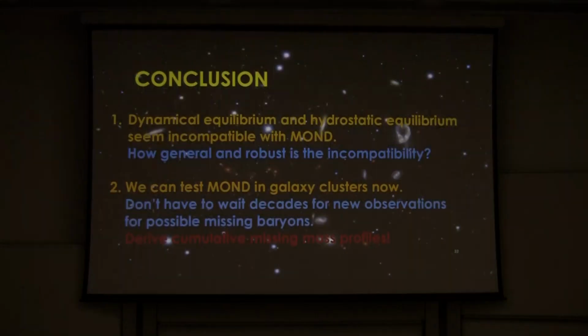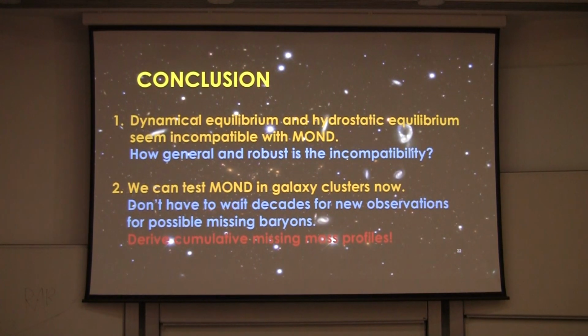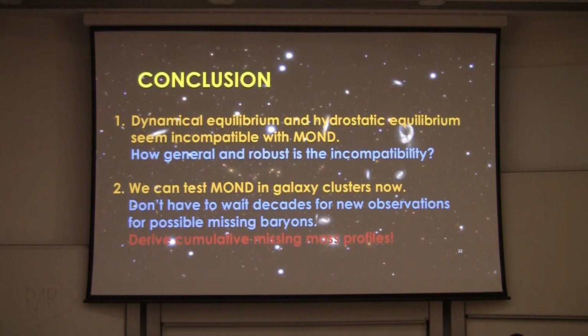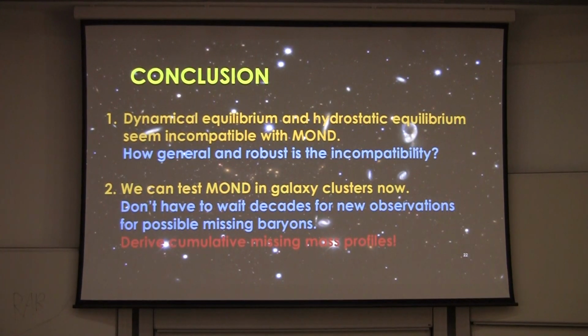So then I came to my first conclusion. It seems to me that the dynamic equilibrium of galaxies and the hydrostatic equilibrium seem to be incompatible with MOND, but there are also two questions to ask. How robust is the incompatibility? We need to think about the uncertainties: 1 sigma, 3 sigma, 5 sigma. If we include 3 sigma corrections, can we reconcile them? The other question is how general the incompatibility is. We only have a small sample of a few clusters. Whether this problem is general for other clusters can be discovered, and we want to see that.